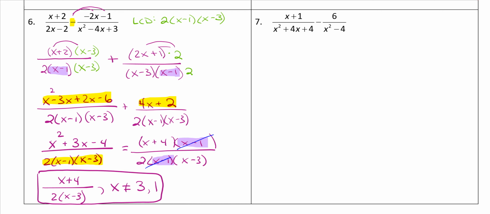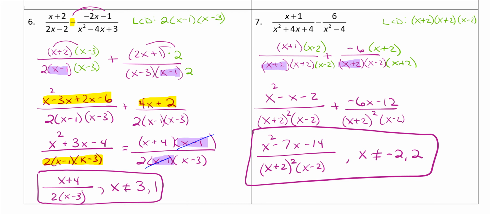All right, so the answer to number 7 is x squared minus 7x minus 14 all over x plus 2 squared times x minus 2, such that x cannot equal positive or negative 2. Now, a couple of things here. You do not have to put x plus 2 squared. Know that it will typically be written that way on a multiple choice or multiple select type of question, just because it's a little more simplified. Honestly, mathematicians are a little lazy sometimes, so that's a shortcut. If you write x plus 2 times x plus 2 times x minus 2, that is still correct.